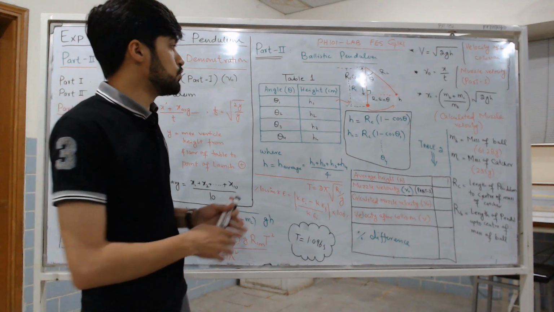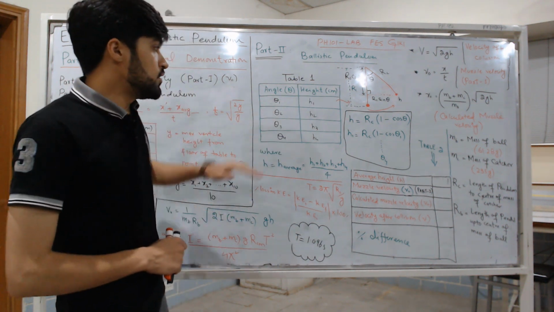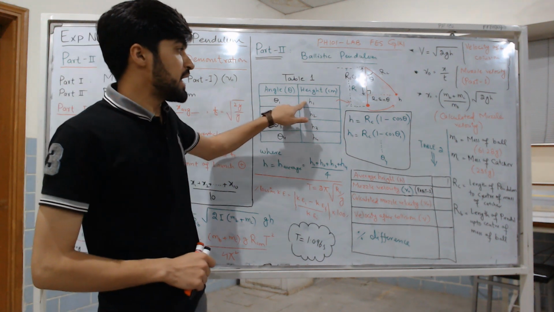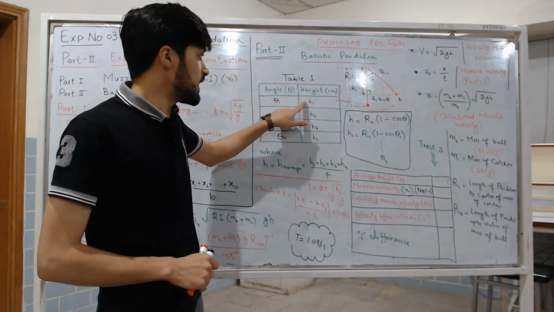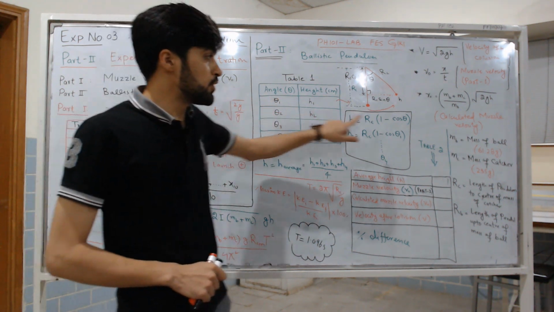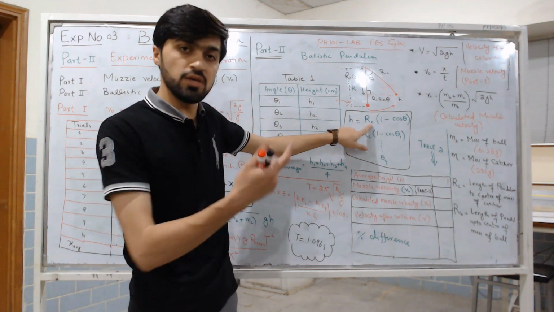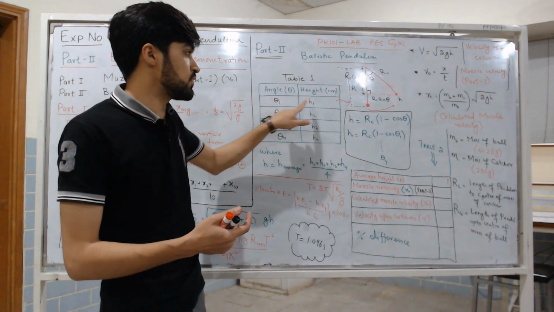The first one is to note theta down from the degree scale. When you note theta down, you will get h1. This h1 can be calculated from theta 1. Let's say this is 25 degrees, so you will put here 25 degrees. RC we have already calculated. You will get the h value. So if this is first, it will be h1.